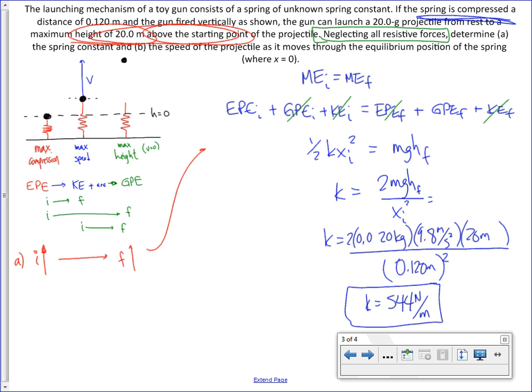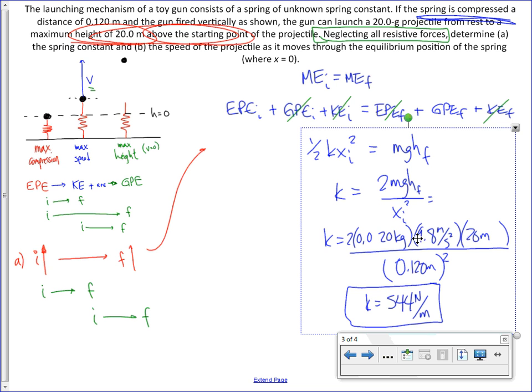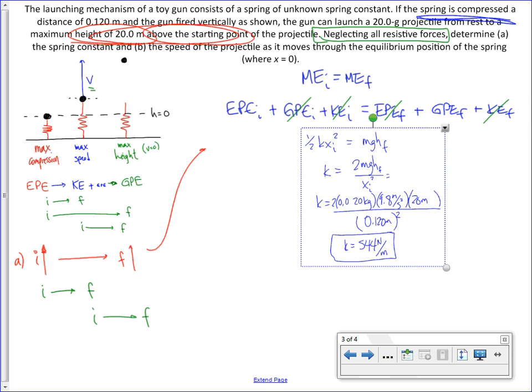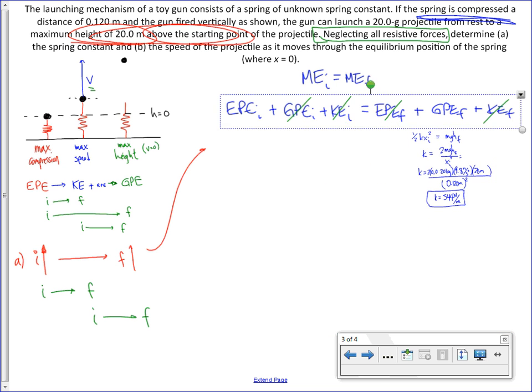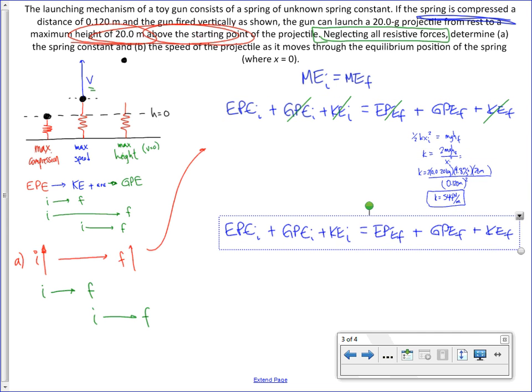Speed of the projectile as it moves through the equilibrium position of the spring. Well, we want to know V. So we can go initial to final, but we have to include the middle part, where V is not 0. All right, I'd start with the same thing. Doesn't matter what we're going to call initial and final.